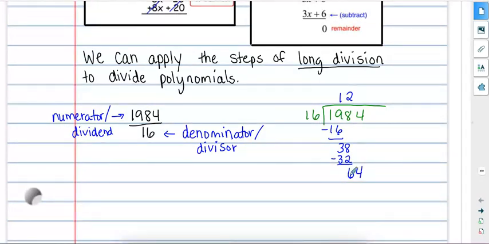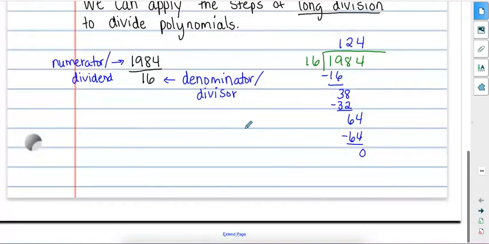How many times does 16 fit into 64? 4 times. It goes above the 4. And we subtract the 64, and we have remainder 0. There's no remainder. Okay. So the steps that we did here, we're going to use those same steps to divide polynomials. So let's take a look at the next example, number 2. I'm going to go to the next page for that.